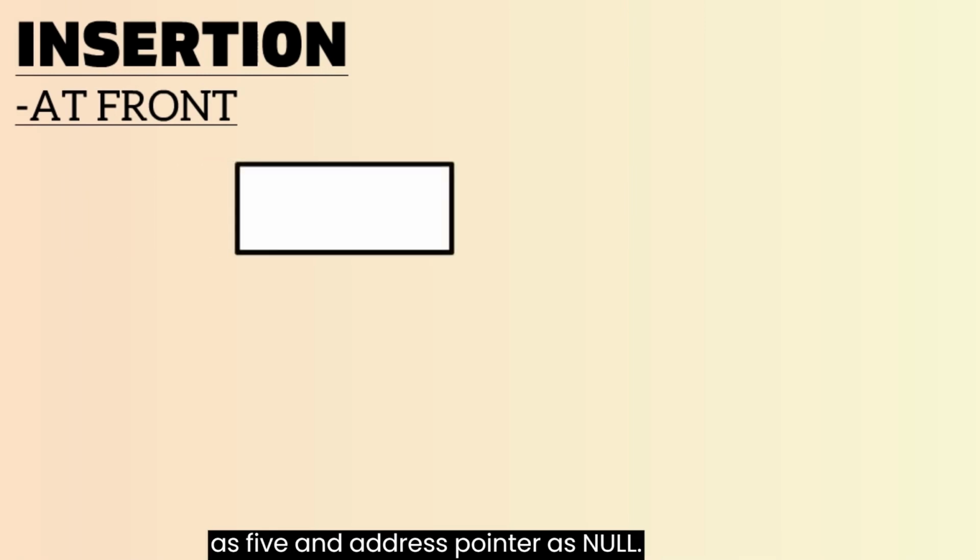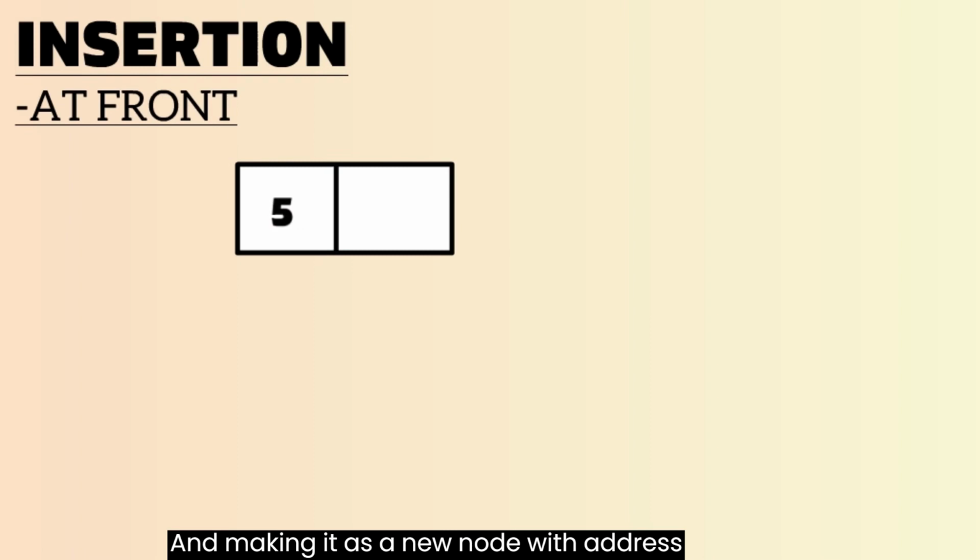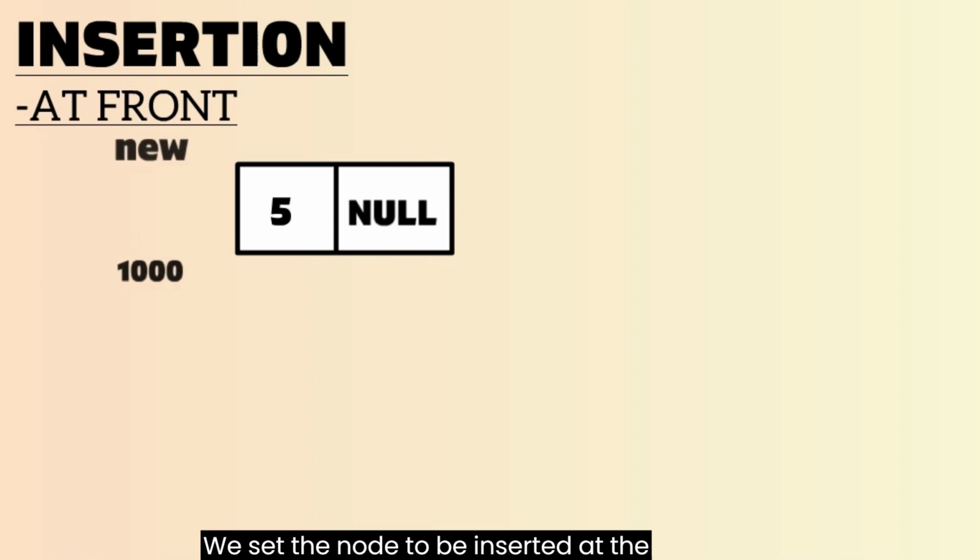Coming to the insertion in linked list. First, we are going to implement the insertion at front in a linked list by creating a node and assigning the data as 5 and address pointer as null and making it as a new node with address 1000. We set the node to be inserted at the front of the list.